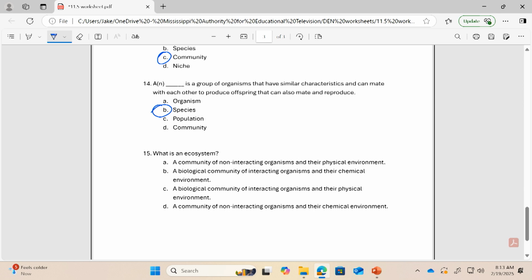What is an ecosystem? Reading over these real quick, let's see if we can find the best answer. Okay, so an ecosystem, I like C for this one. A biological community of interacting organisms and their physical environment. So the difference between a community and an ecosystem is that an ecosystem is dealing with the physical environment, while a community is only dealing with the biotic factors. An ecosystem has biotic and abiotic factors together.